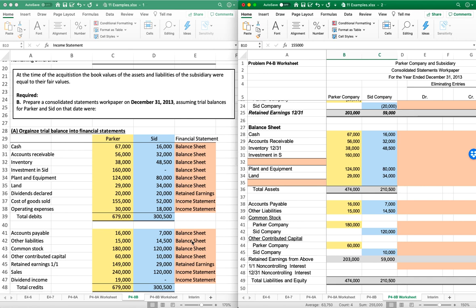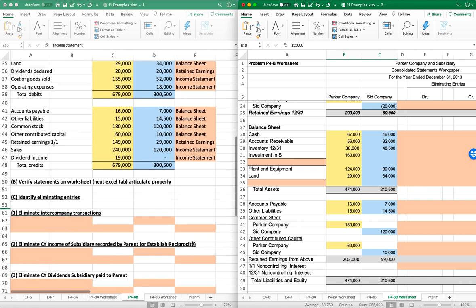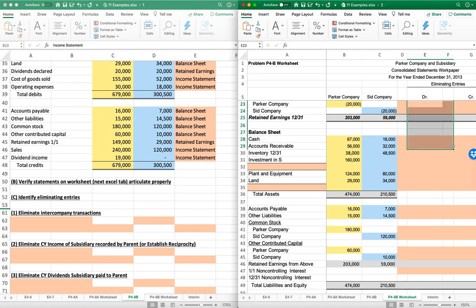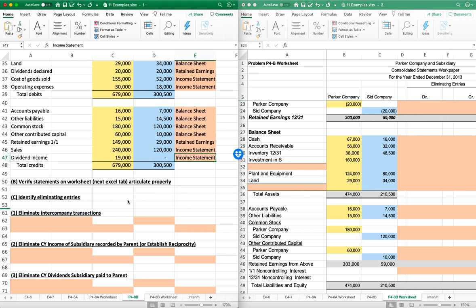Next, they would like us to identify our eliminating entries. So again, we're going to try to figure out what goes in these adjustment columns over here. So remember in this example, our parent company is using the cost method to account for their investment during the year. So we need to go through our 5 steps. First is to eliminate any intercompany transactions. In this case, we don't have any intercompany transactions. Again, most of our examples won't have them, but I want to keep reminding you to keep an eye out for them because you might run into them.